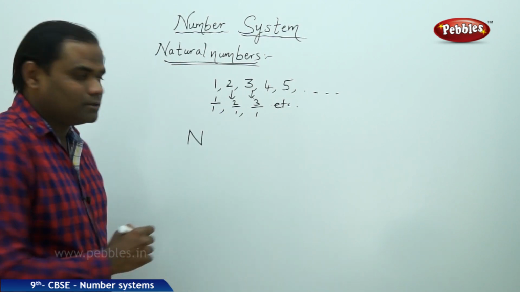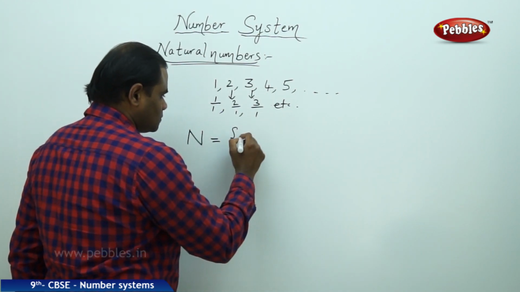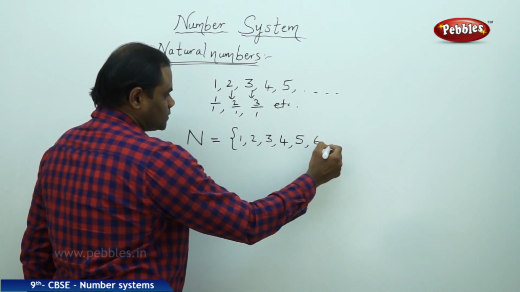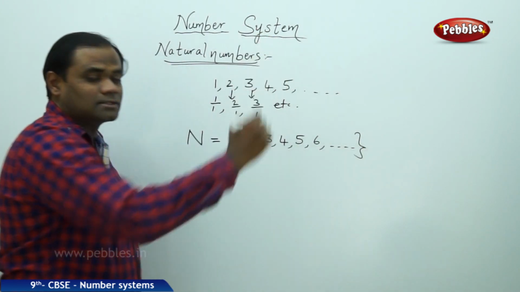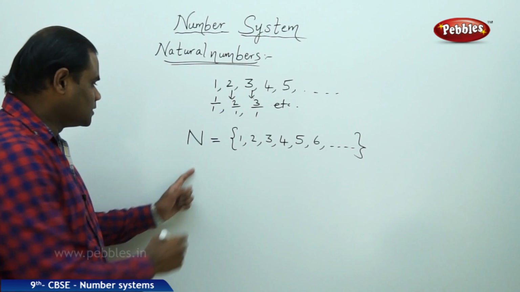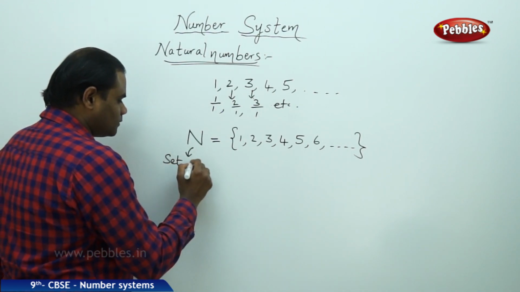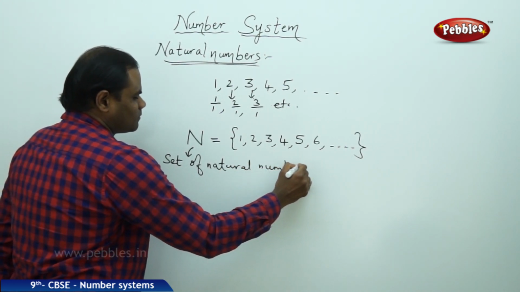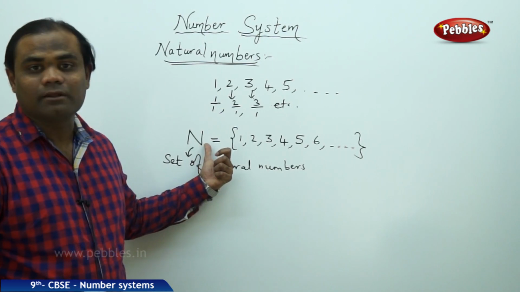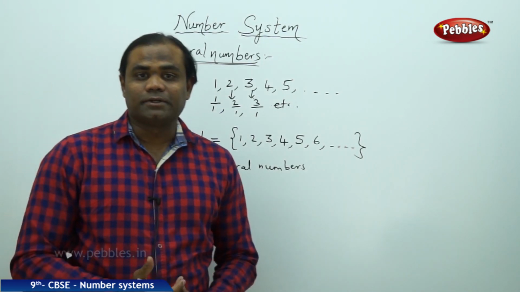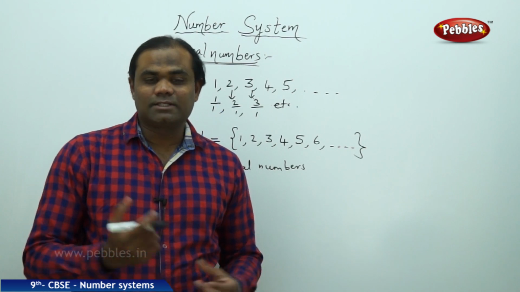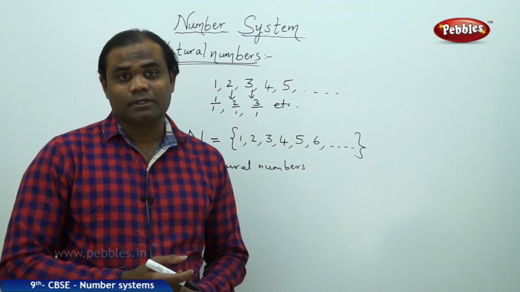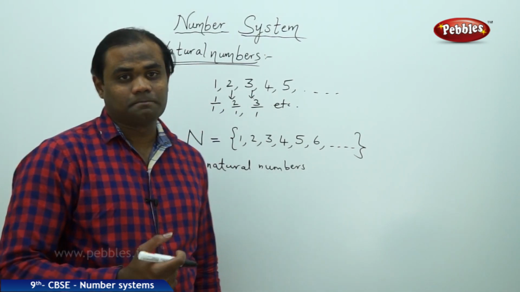Capital N equals 1, 2, 3, 4, 5, 6, and so on is the set of natural numbers. We write this as the set of natural numbers denoted by capital letter N, is what we call natural numbers in mathematics. Let's see how we can deal with different examples and understand natural numbers better. Let's try with different types of examples.